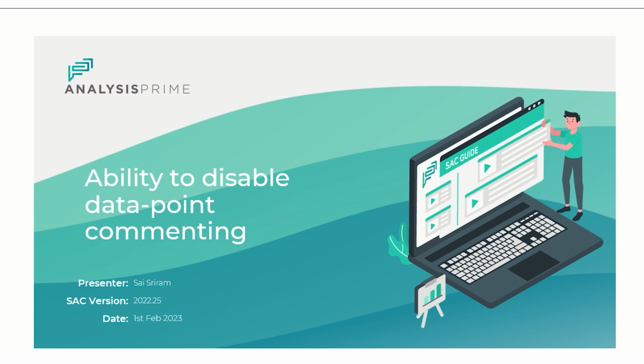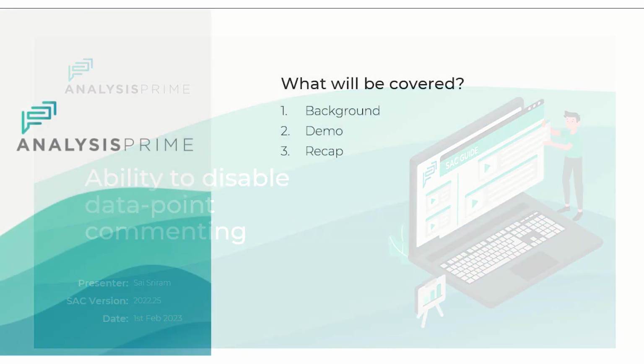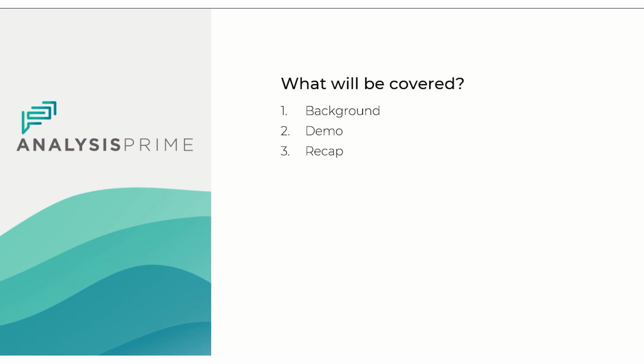In this video blog, I'm going to show you how to disable or enable the data point commenting in SAC. The feature is available from SAC version 2022.25. Following other topics I will cover in this video blog, give you a brief background, demo the feature, and then close it up with a quick recap.